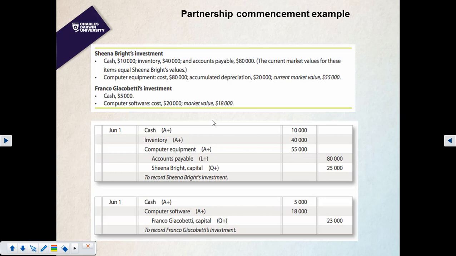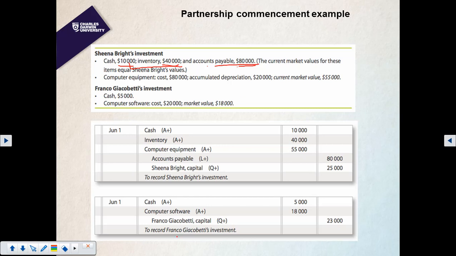So she has cash of $10,000, inventory of $40,000, and a liability of $80,000. The current market values for these items equal Sheena Bright's values. So whatever contribution she is bringing is 10,000 plus 40,000, which is 50,000, and he has accounts payable of $80,000, so a liability there.